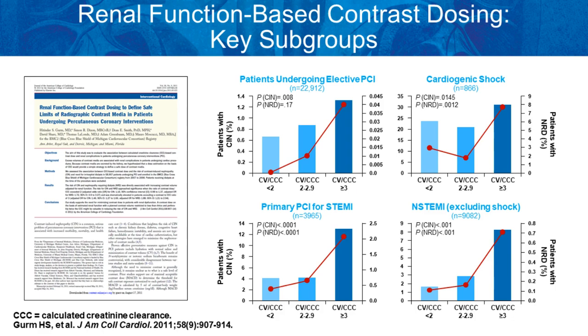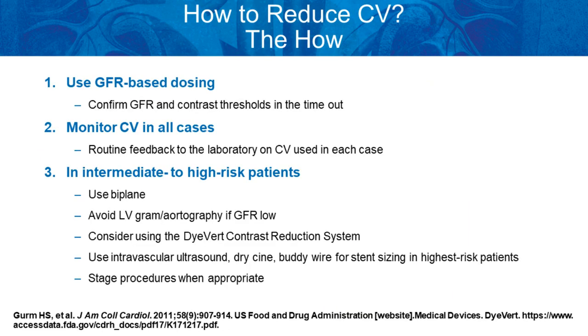So these data were quite strong. They changed our practice, but they also changed the practice in other labs and have been validated by other groups also. So how do you reduce contrast volume? I hope I've convinced you that contrast volume, especially in relation to renal function, so if you adjust your contrast dose based on renal function, is a very important risk factor for acute kidney injury.